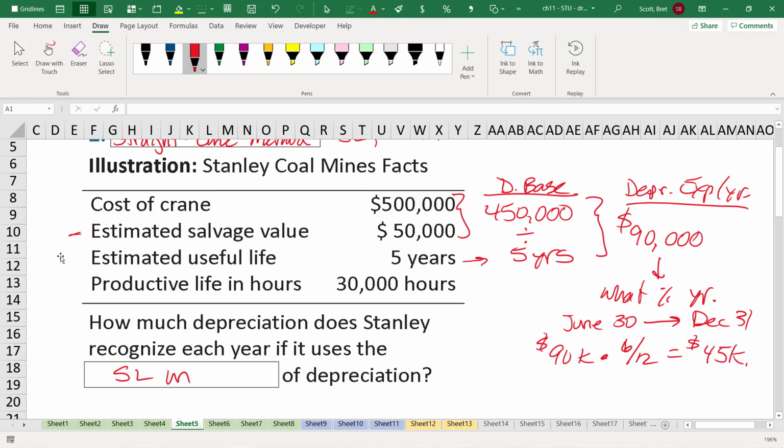So straight line is pretty straightforward, no pun intended, a little bit of pun intended there. Straight line is pretty simple to do, but the points that students typically miss on an exam usually involve this step where they forget to calculate the percentage of the year that it was outstanding. So don't let that be you.